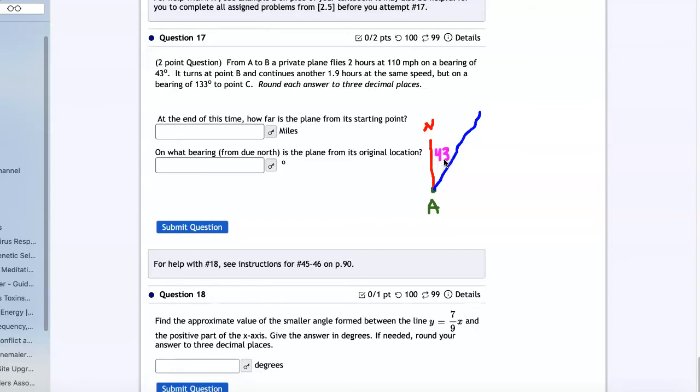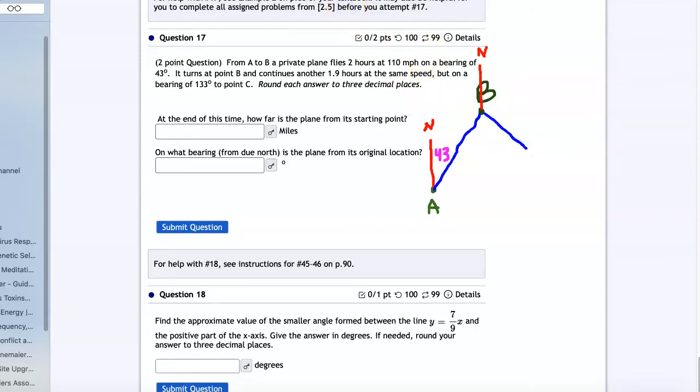Again, you can pause the video and try to set up this diagram on your own. So that gives me a point B now, and that point B is located right here. Next, from point B, I'm going to be traveling next on a bearing of 133. So let me get another north arrow. The north arrow is going to go right through B. That's north. And 133 degrees is going to be from the north, go down here, and we're heading out this way.